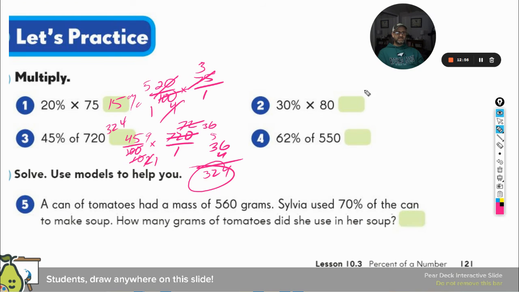30% of 80 is going to be 24, and that's not a percent, by the way. And 62% of 550. Come on. Who's got time for that?